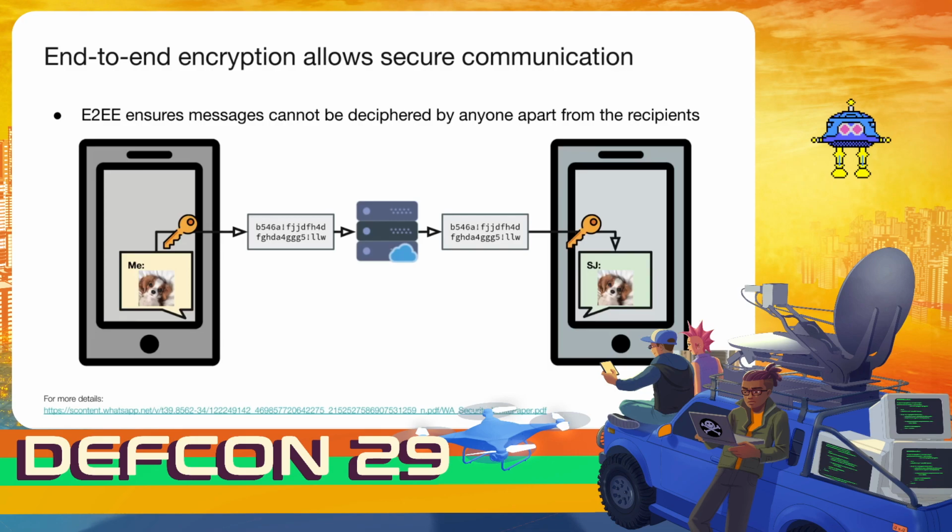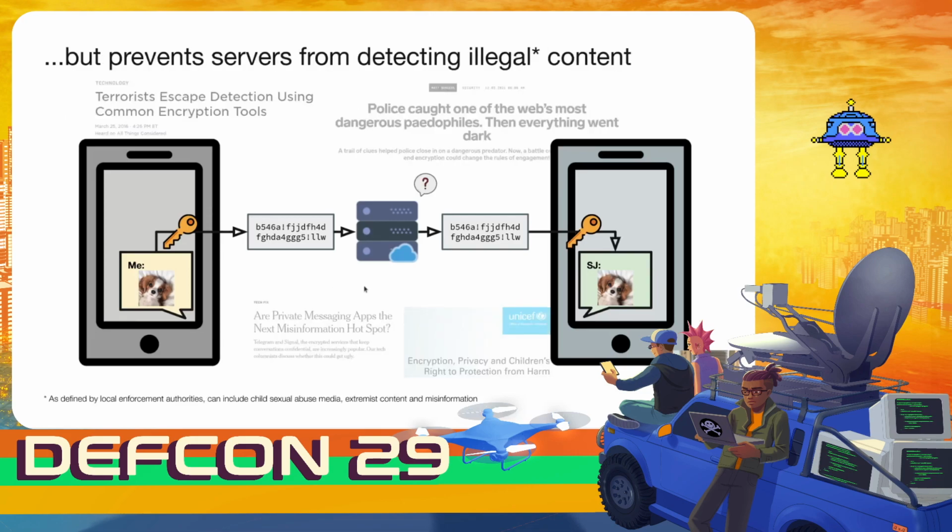But this has raised concerns that end-to-end encrypted messaging platforms can be used to send illegal content, and this illegal content goes undetected through the servers, because the server which is routing the packet does not know what is in the content. It cannot decipher the sent packets itself.